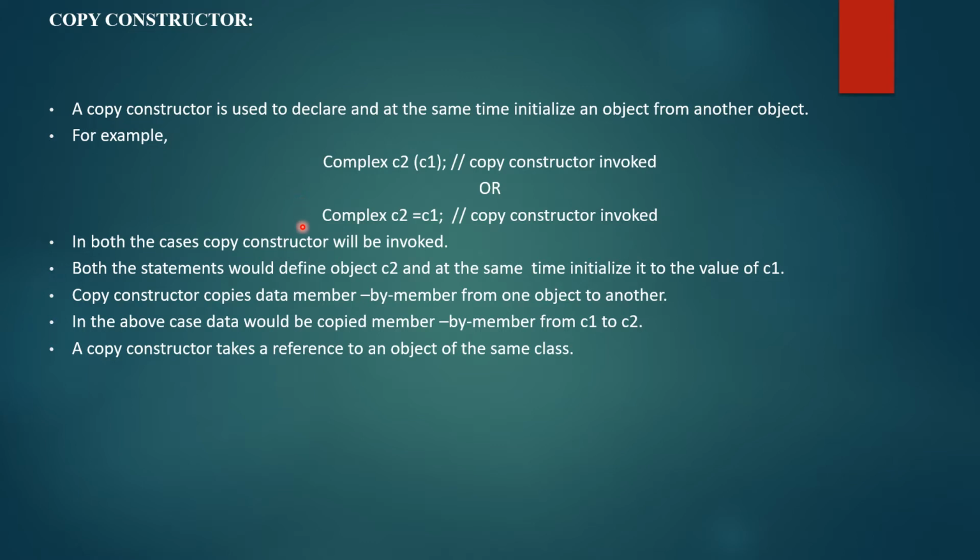The main part of the copy constructor will be in void main. Then Complex C2 = C1. So in both cases, the content of C1 will get copied into the content of complex object C2. Next, the copy constructor copies data members. It will copy the values from the data members of another object, all the values from one object to another. It takes a reference, because you need to take a reference if you want to perform the copy constructor.